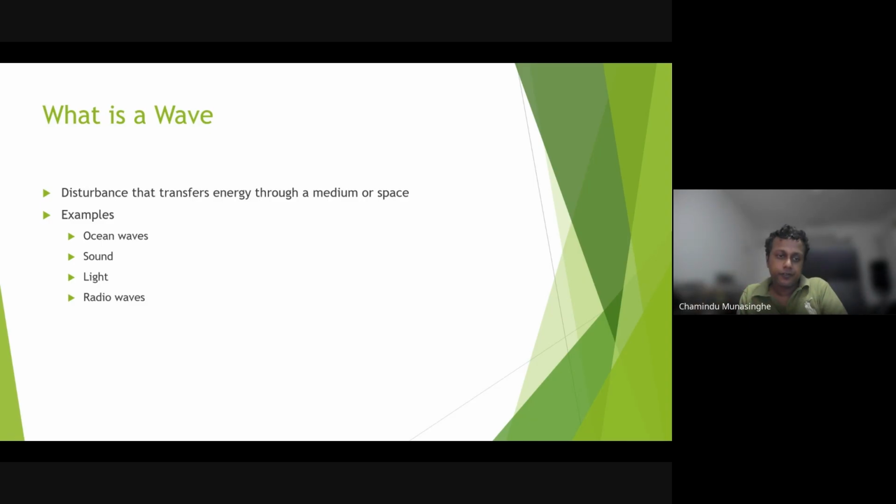And in the case of electromagnetic waves, you don't need a medium, it travels through space. So even light is an electromagnetic wave with very high frequency.